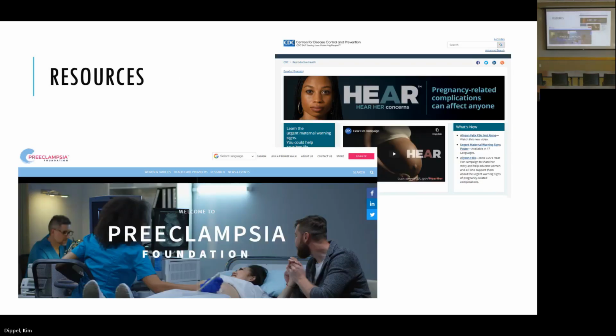The Preeclampsia Foundation is a layperson's foundation. They have information for lay people. So if a woman is experiencing preeclampsia, she can go there and learn legitimate information on preeclampsia. And they also have information for healthcare providers. So for me, if it's out there in the public, our patients are becoming more and more informed. It just makes sense for us to be even more informed than they are.